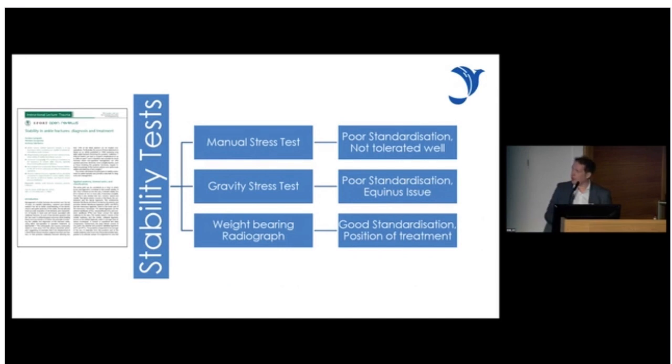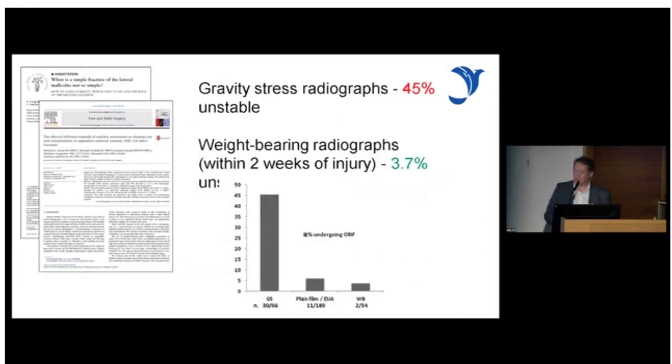And then you go weight-bearing radiograph. Two papers from the Guildford group showed that the gravity stress test had a 45% chance of unstable. But weight-bearing radiographs, within 2 weeks of injury, went down to 3%. So this is a difference in operating by 42%. So in our unit and around the country, on the BOST guidelines, weight-bearing radiographs should be done within the first 2 weeks, and that then dictates your stability.